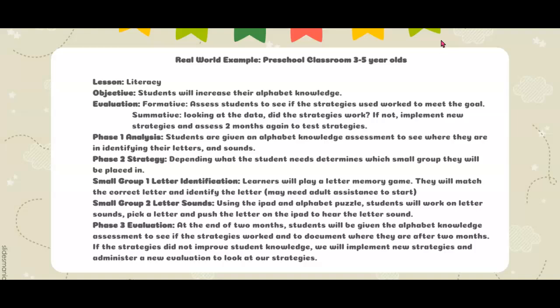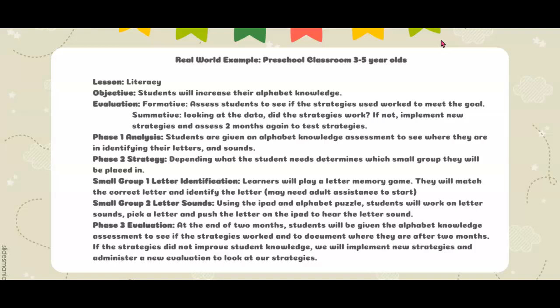I would give the needs assessment. We like to assess our students to see where they are in their alphabet knowledge. And then depending on that, during our small group during the day, we are able to break it down. I sort my students based on their needs, based on their developmental levels, and where they are depending on what the activity is. And so for this, the analysis, students are given an alphabet knowledge assessment to see where they are, identifying their letters and sounds.